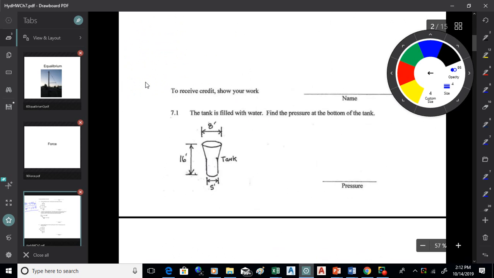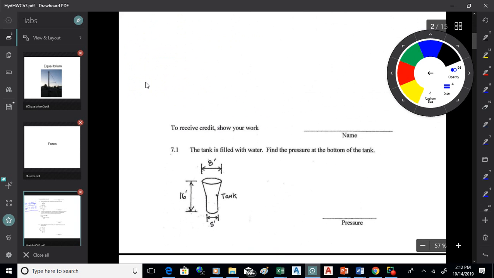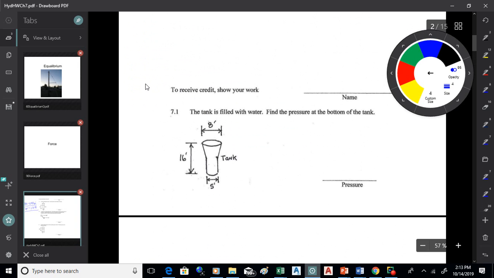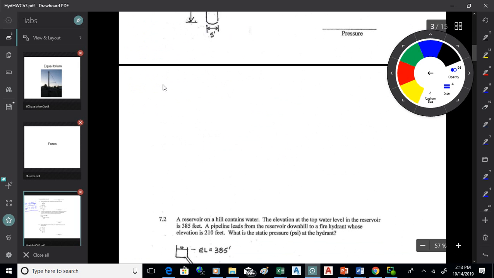The thing on these is don't make them too complicated, just keep them simple. 1 foot gets you 0.433 psi. So on 7.1, you can see that basic relationship. Don't worry about the shape of the tank. It's just depth to pressure. That's all you have to do.